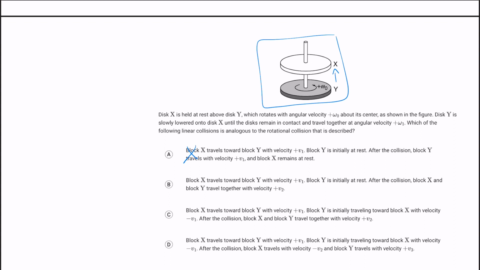All right, so for B, it says block X travels towards block Y with velocity v1. Block Y is initially at rest.